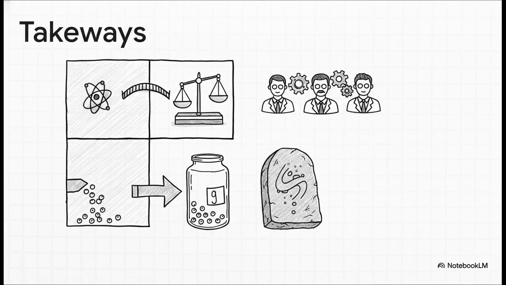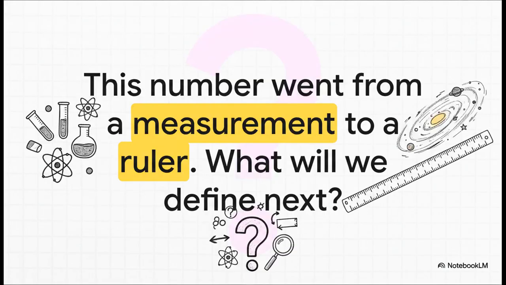And finally, and this is the big one, it's not just a measurement anymore. It's now a fundamental constant of the universe, a pillar that helps hold up our entire system of measurement. Think about that journey. This number went from being a fuzzy measurement to being a perfect ruler we use to define our reality. It really makes you wonder, doesn't it? What other numbers are we measuring today that in the future will become the fundamental rules we live by?